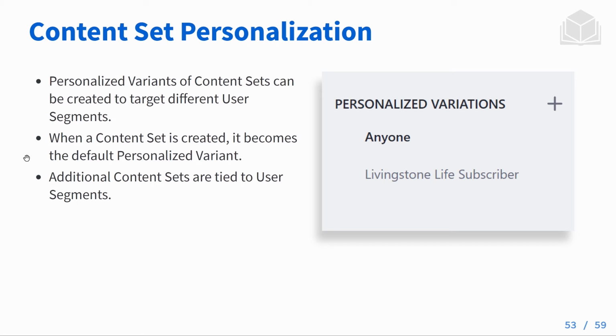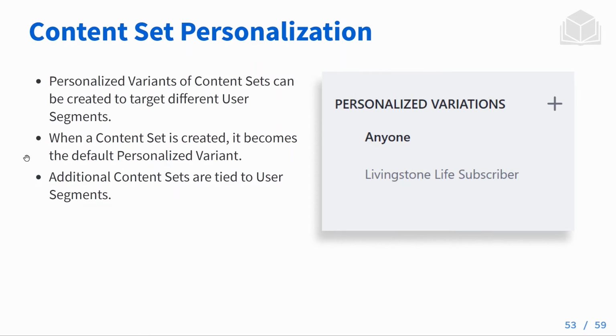So we can also create variances or differences between the different content sets. They're called personalized variants. So we can create content sets, have this idea of personalized variants, so that we can target our user segments with those content sets. When we create a content set, it becomes by default personalized variants. And then any other content sets that we are creating can be tied to user segments.